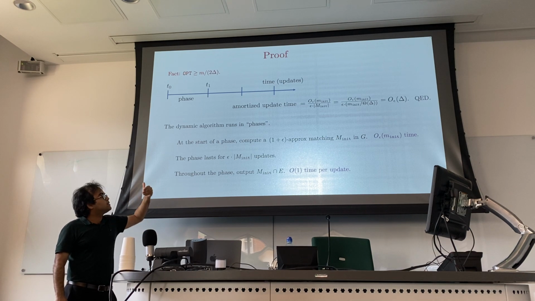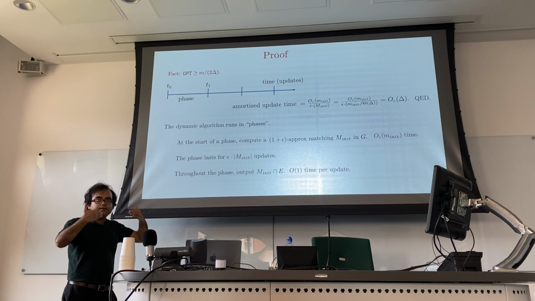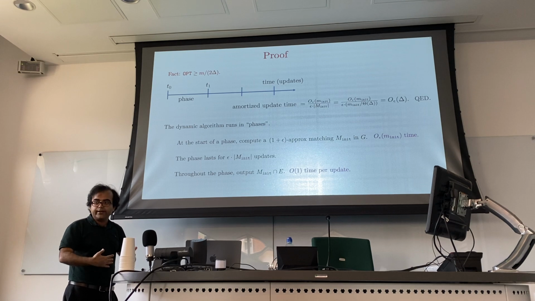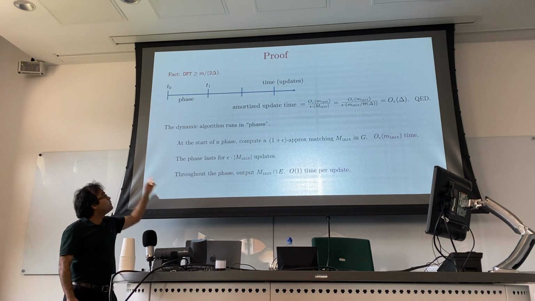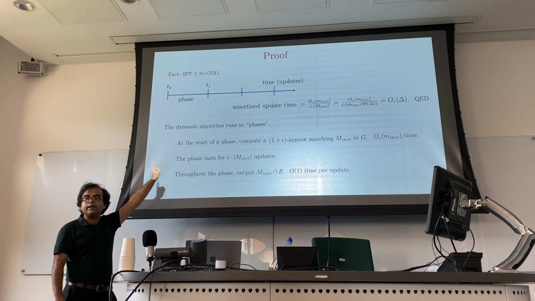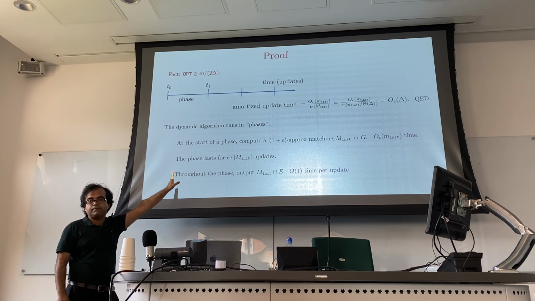Okay, so I'll just say something like this. Suppose a new phase starts right now with this update. At this point, run a static algorithm, get a 1 plus epsilon approximation in order m time.